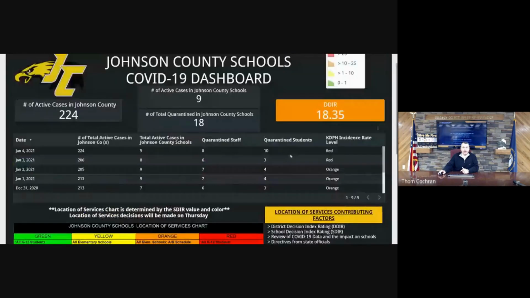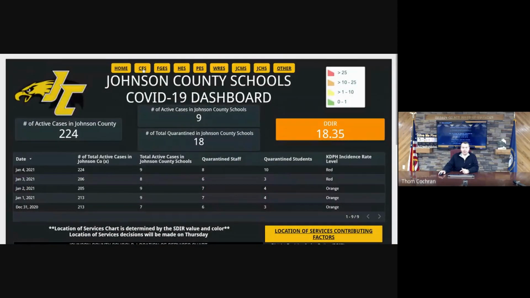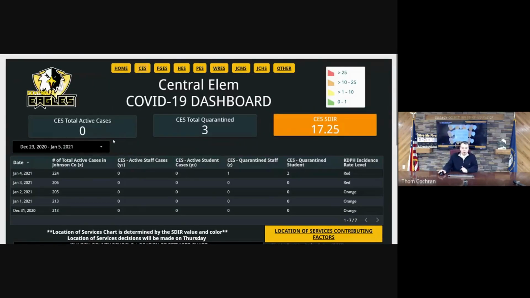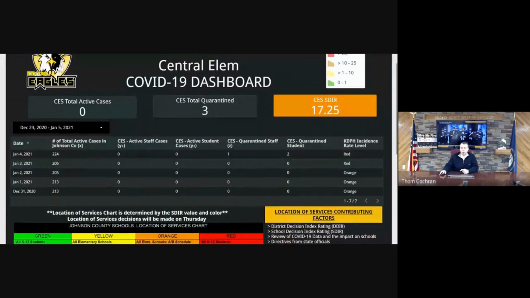Now let's look briefly at one of our schools and the information contained within each one of those pages. These are set up very similar to the district homepage, with a total number of active cases for the school, that's students and staff, and the total number of quarantines. Here you can also see the school-specific information, the School Decision Index Rating, or SDIR.